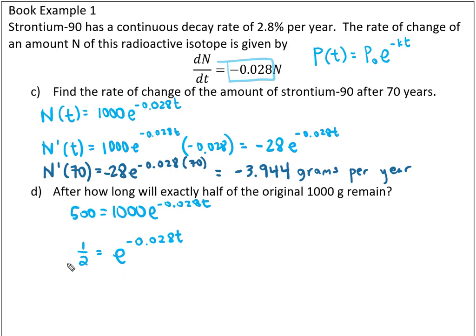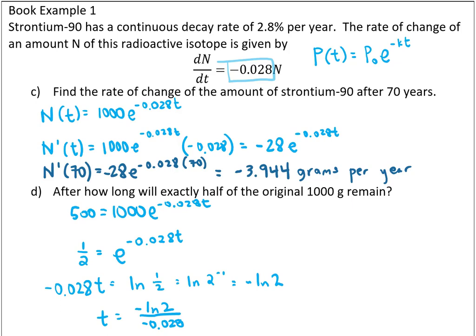This is an exponential problem, but we want to isolate the t. So we're going to rewrite it as negative 0.028t is equal to natural log of 1/2. Now recall that natural log of 1/2 could be written as natural log of 2 to the negative 1 power, and that could be written as negative ln of 2. And if I want to isolate the t, I would get t is equal to negative ln of 2 divided by negative 0.028.